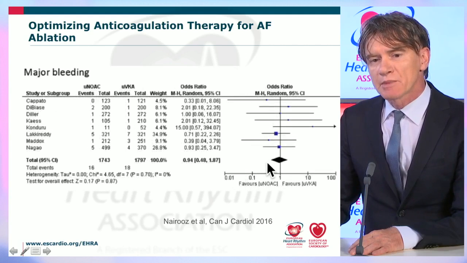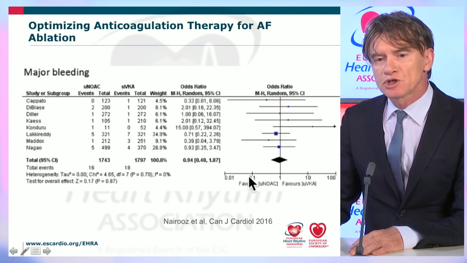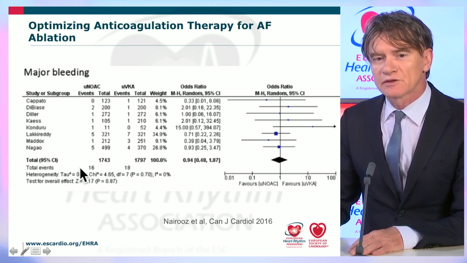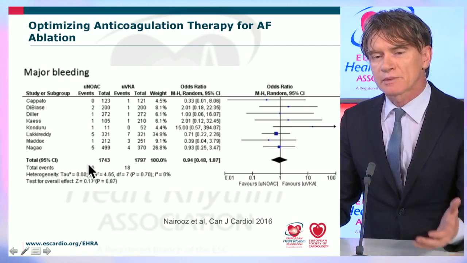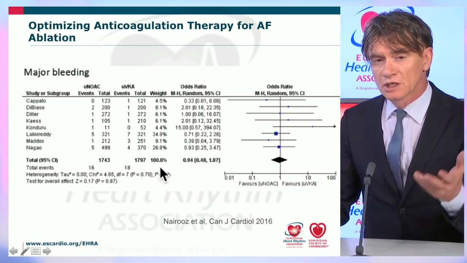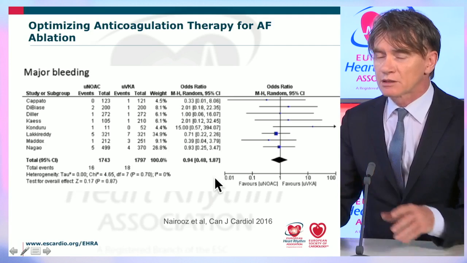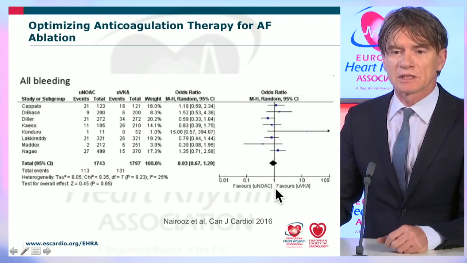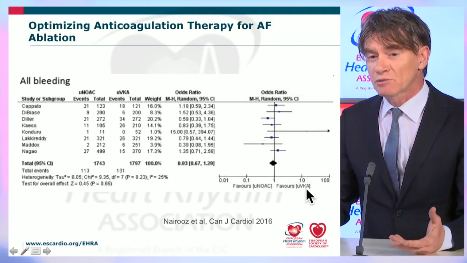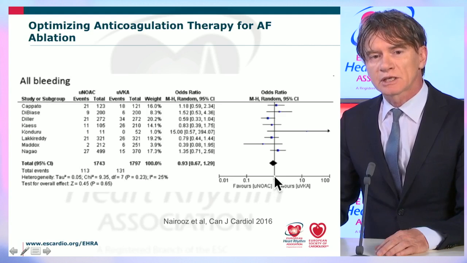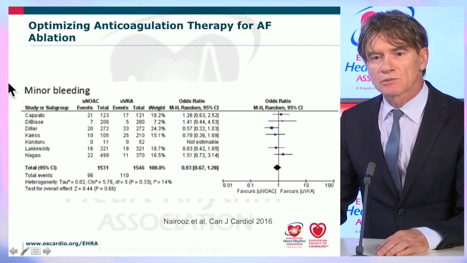Major bleeding, same outcome. Please appreciate that the strategy used for novel anticoagulants was quite variable in the different studies. In some studies uninterrupted, in some studies interrupted according to different protocols. So it's even difficult to combine and pool the data together for NOACs as a unified family. For vitamin K antagonists, they were mostly uninterrupted. For all bleeding, similar outcome. And quite interesting also, minor bleeding, similar outcome.